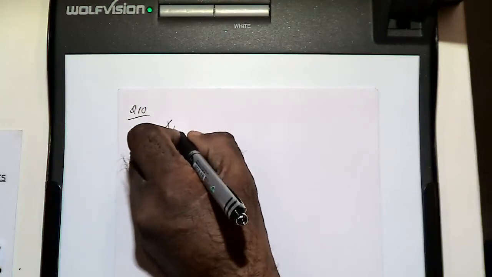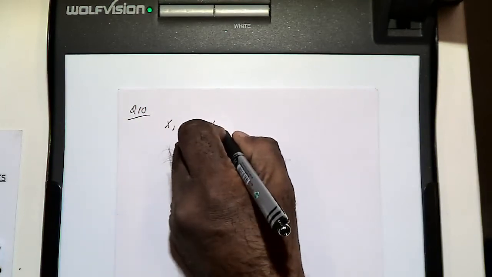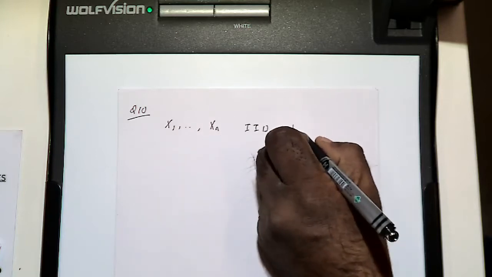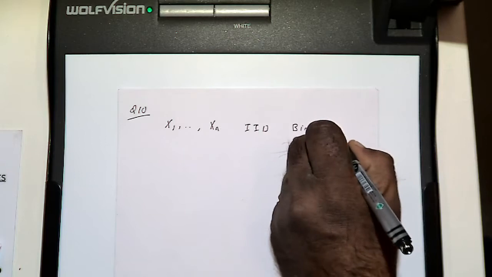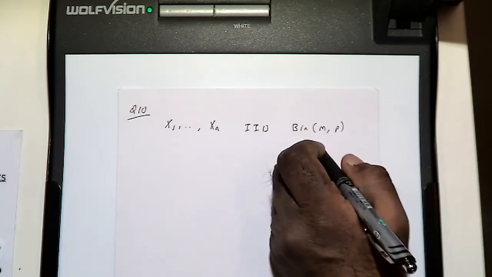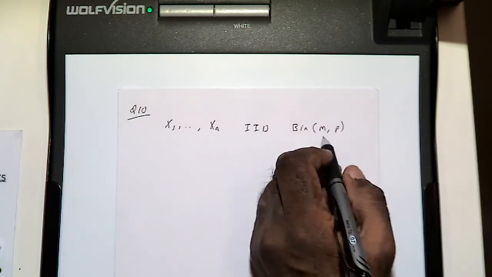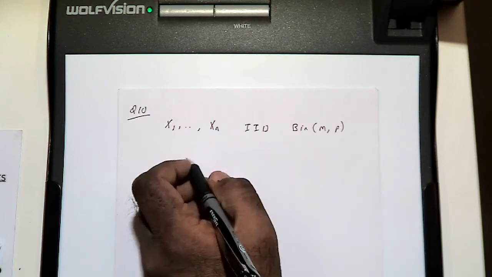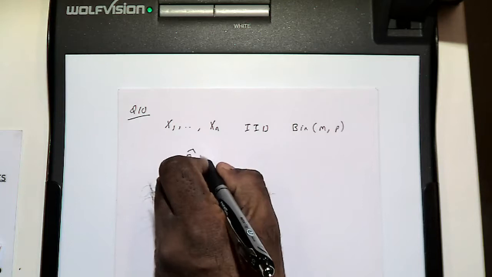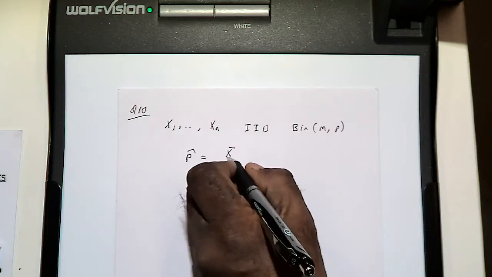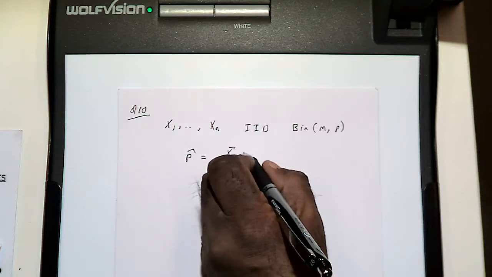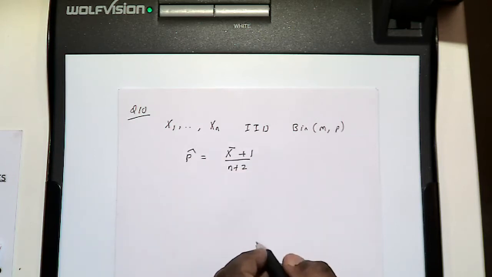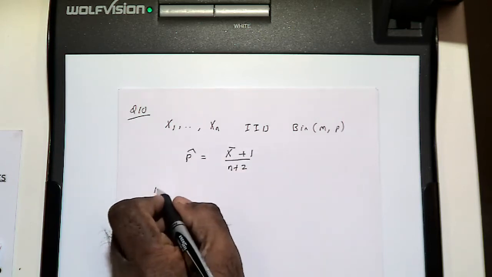You have a random sample of size n, which is IID from a binomial with parameters m and p. It's easy to get confused. n and m are two different things, right? Easy to get them confused. So you have to be careful. So the estimator is p hat equals x bar. X bar is with respect to n, not m, right? This is the estimator for p, and we want to find the bias and the variance.